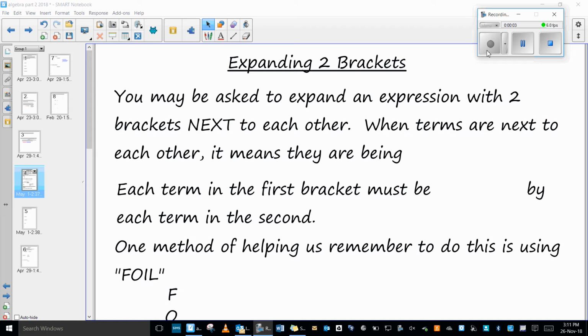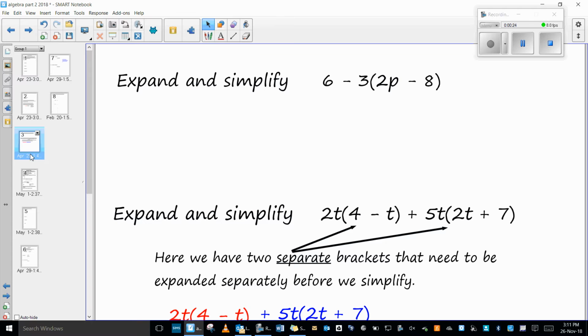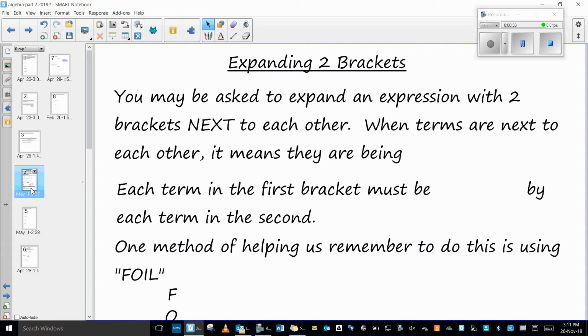Alright, so we've looked at expanding one bracket. Okay, we've looked at expanding two separate brackets. But this is a situation where we may be asked to expand an expression with two brackets next to each other. Okay, so we've done stuff like this one. There's two brackets there, but they were separated, weren't they, with this plus 5, 2. But these kinds of questions are two brackets next to each other.